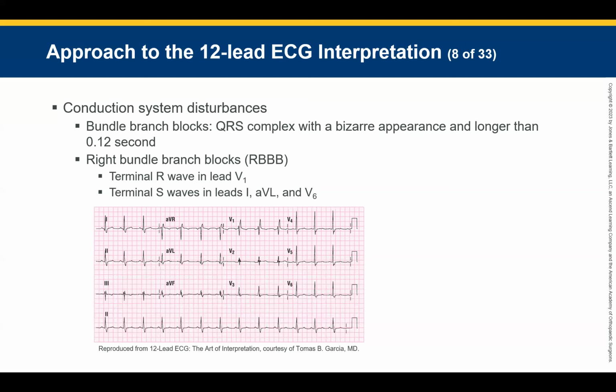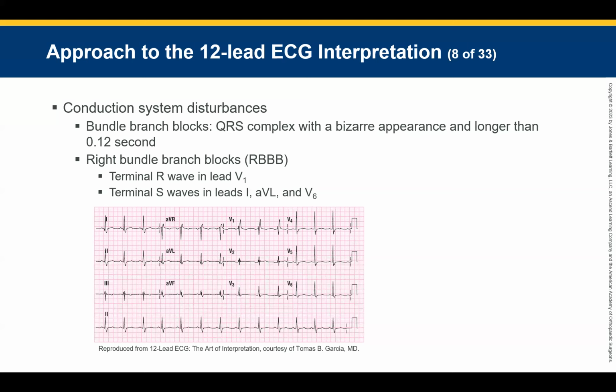So what we have is a normal rhythm, but now we're too wide, and we have this little sprinkle on top called the bundle branch. And there's a right and a left bundle branch. We're going to go over that here in a second.